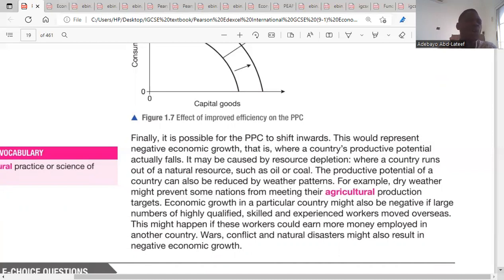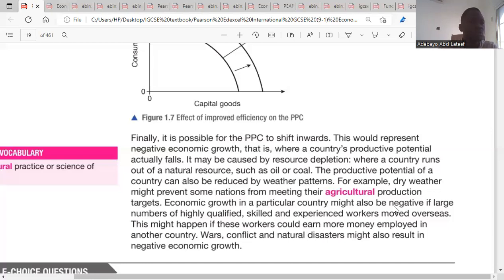The first factor that determines economic decline, or reasons for economic decline, is what? One, resource depletion. When we talk about resource depletion, it means resources are used up. This country has a lot of oil, but now they have less. So that means their economy is what? Going down. The PPC is shifting inward. Two, weather condition. Weather condition can also affect economic growth, like for example bad weather condition. When there's bad weather condition, what happens?